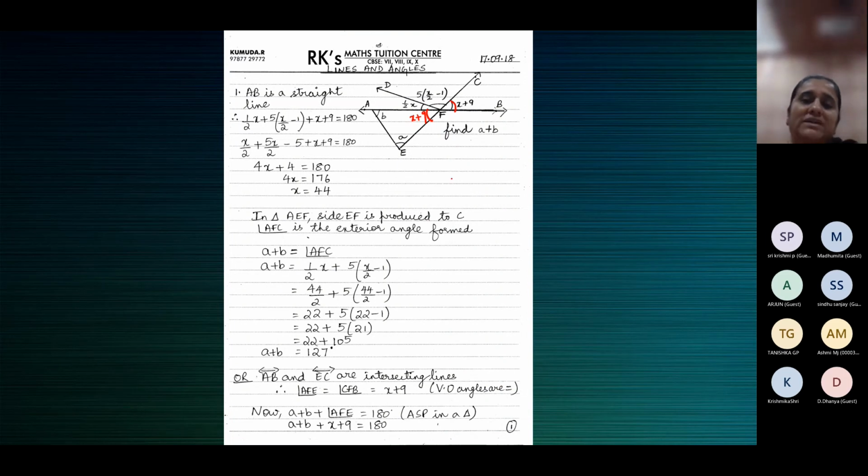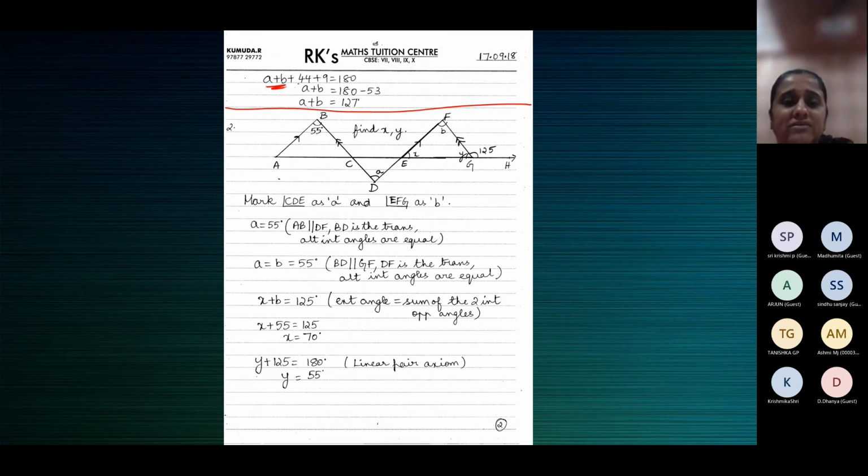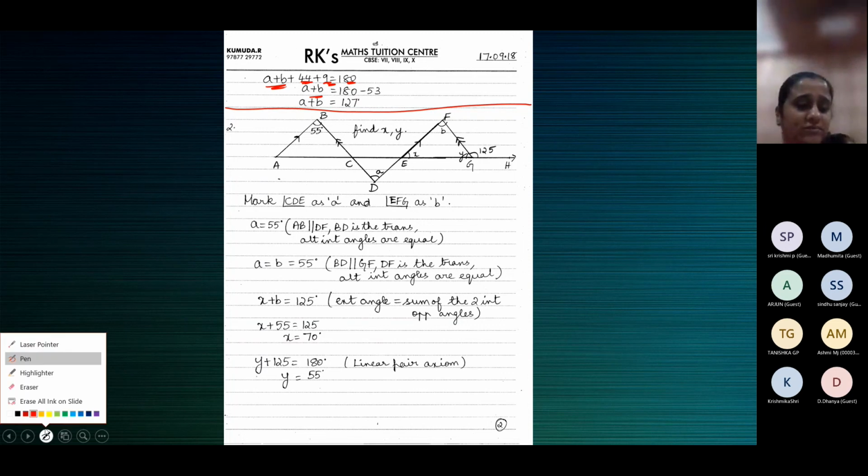Now by the angle sum property in a triangle, the sum of the three angles in a triangle is equal to 180. So angle A plus angle B plus angle AFE is equal to 180. Now A plus B plus, what is this angle? X plus 9 is equal to 180. So A plus B plus X, which is 44, plus 9 is equal to 180. A plus B is equal to 180 minus 53, since 44 plus 9 is 53. So A plus B is equal to 127.